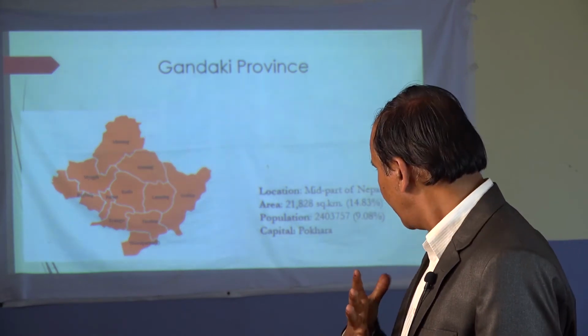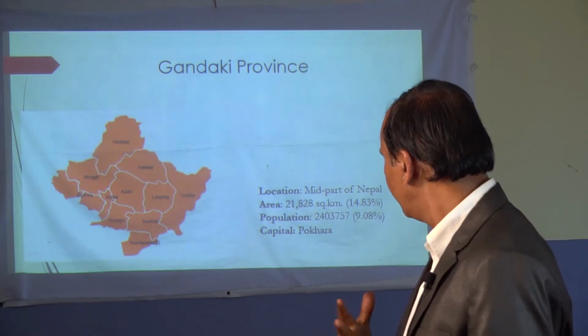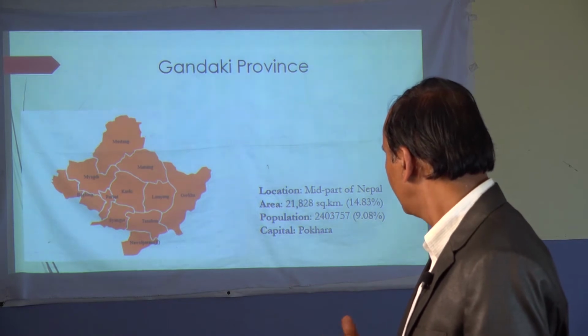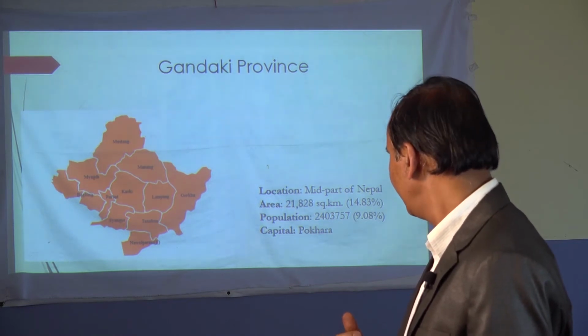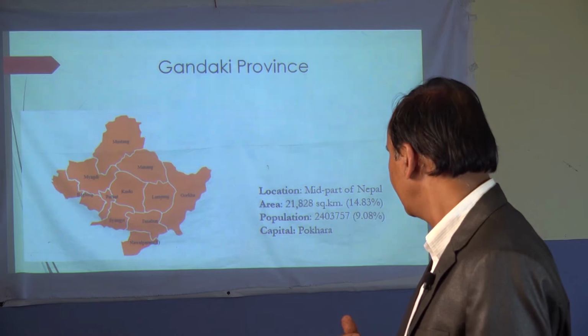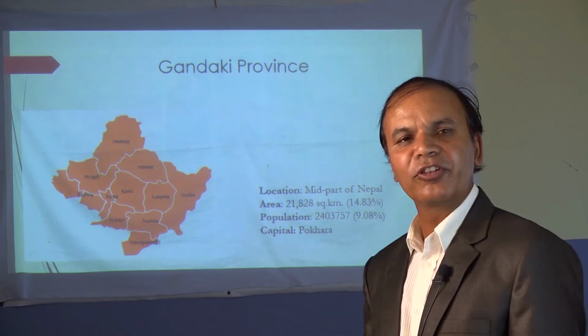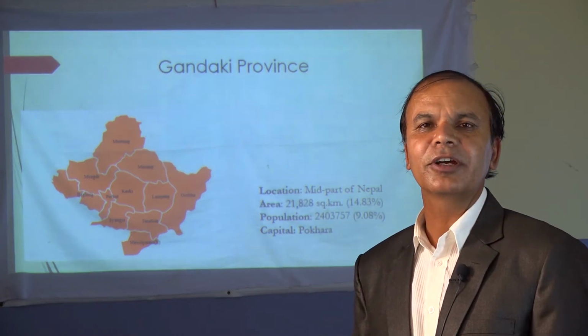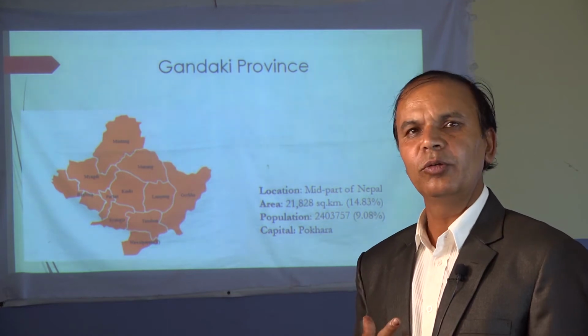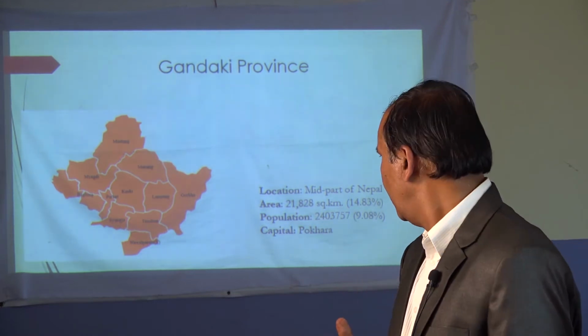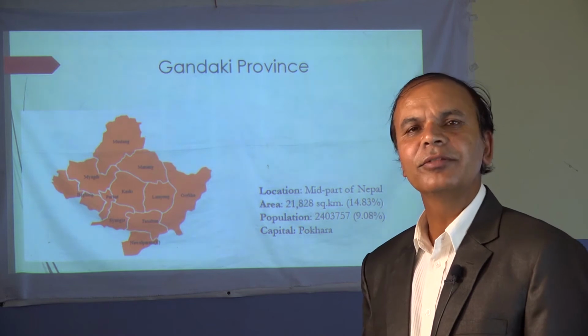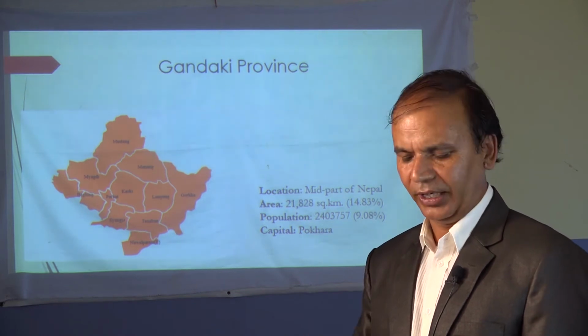Likewise, now we are entering population. It has a population of 2403757. It is 9.08% of the total population of the country according to the census 2011. And its provincial capital is Pokhara.